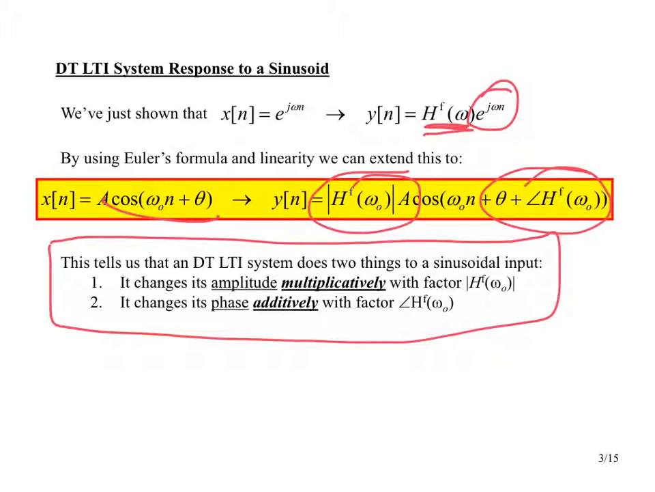What this is telling us is that a linear time invariant system basically does two things to a sinusoidal input. It changes the amplitude multiplicatively. So all we have to do is look at the magnitude of the frequency response, and we can see at each frequency whether it's going to boost, leave the same, or cut the amplitude of that sinusoid at that frequency. And it changes the phase additively. So we can look at a phase plot to see how it affects the phase. And really, this is the big idea.